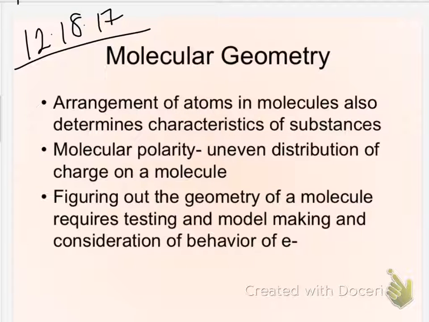Okay, so to determine the geometry of a molecule, because of course these are things we can't see. There's no microscope in the world powerful enough to see a molecule. There actually are starting to be things that allow us to get fuzzy shapes of them, but it doesn't allow us to see geometry the way we're going to look at it. So figuring out the geometry of any molecule takes testing.